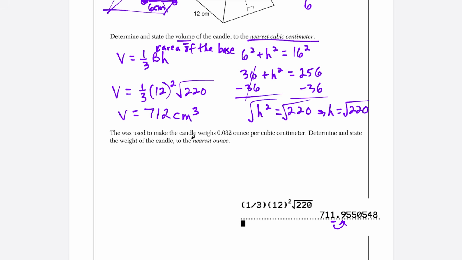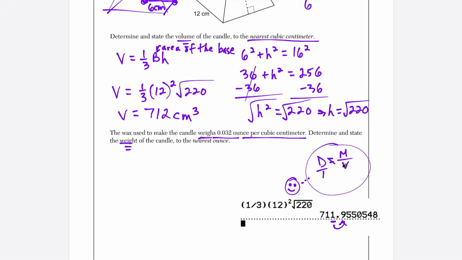So next they're telling us that the wax used to make the candle weighs 0.032 ounces per cubic centimeter. And we're going to use this information, the density, to determine and state the weight of the candle to the nearest ounce. So the concept that we need for this question is that density is equal to mass over volume. Okay, so we have density is equal to mass over volume.